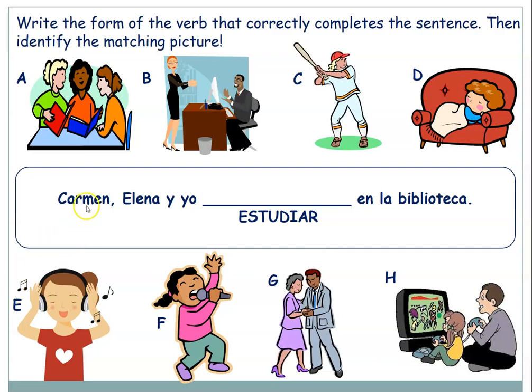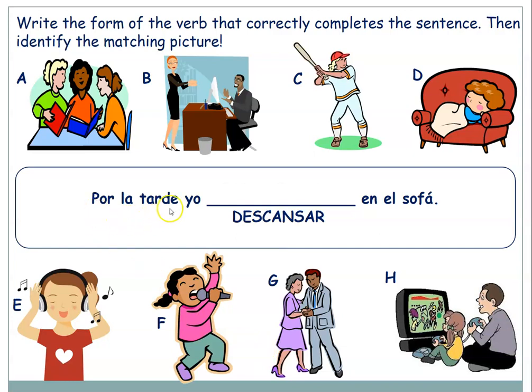Therefore, since I have Carmen, Elena, y yo, whenever I have y yo, incluye yo, I'm including myself. So whenever you include yourself, you must use la forma nosotros. Nosotros talks about we. Nosotros is what you use when you are in a group and you're including yourself. We. I know, yo sé, la forma nosotros termina en amos. I know that the AR form for nosotros is amos, A-M-O-S. So I'm going to click here and I have estudiamos.